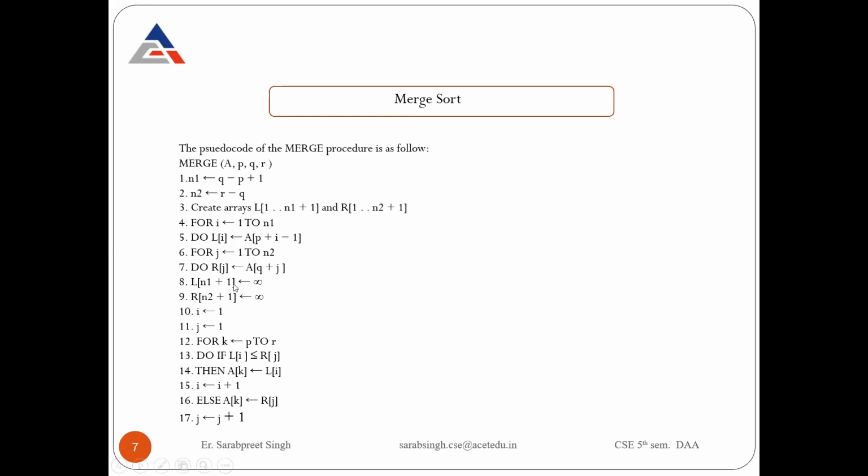Then we can add infinity to the end, or there are other approaches. We'll see the other approach also. And then we'll compare if the element at the left sub array is less than the element at the right sub array. If it is lesser, we'll copy this one into the original array, and we'll keep on doing this until our array is sorted. So this is the merge procedure, but this is on a single sublist.